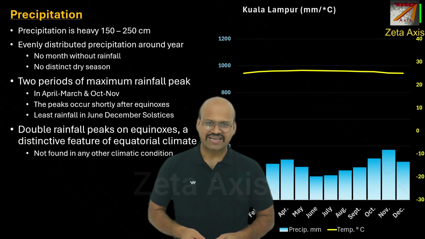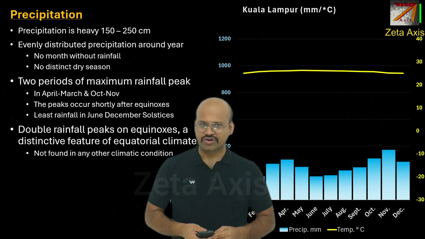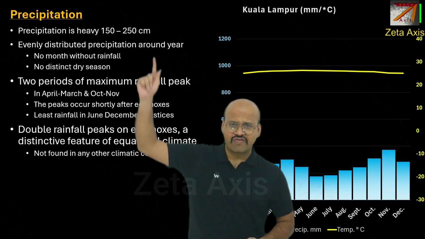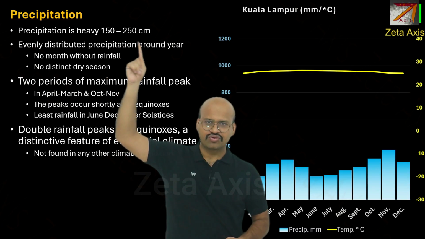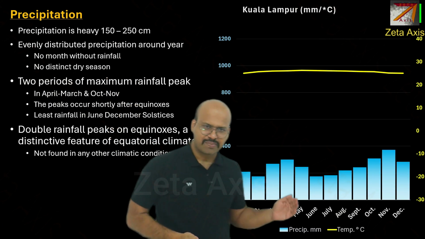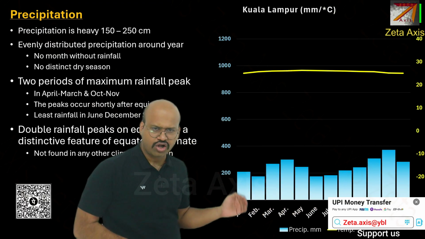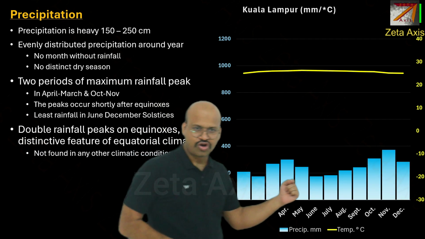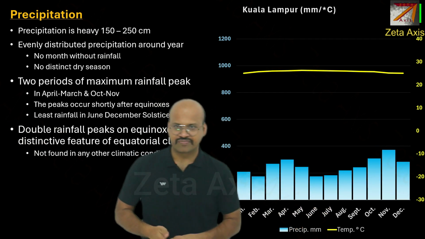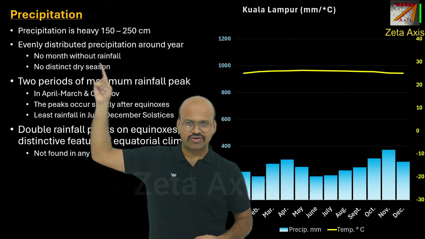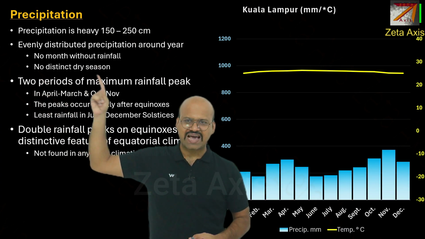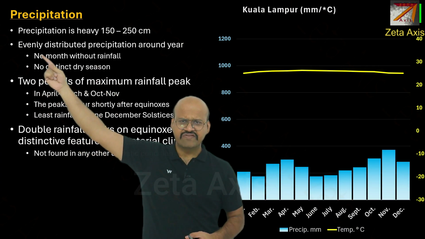Now let's try to understand the precipitation characteristics in the equatorial climatic region. We can see that the precipitation here is very heavy. It is 150 to 250 centimeter, and we can see this by these charts. We can clearly see that rainfall is present in all the months. There is higher rainfall, approximately 150 or above in each month. Therefore, there is no month without rainfall, and there is no distinct dry season. The rainfall is evenly distributed.